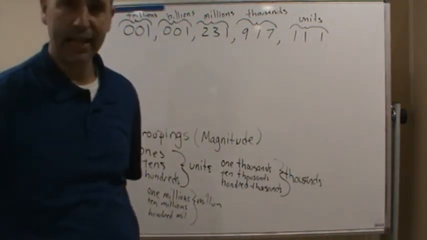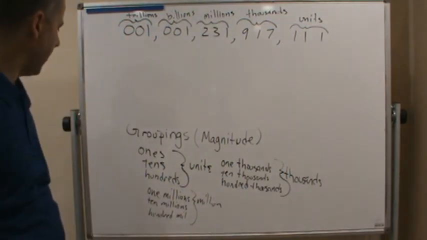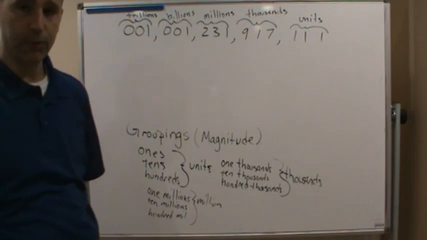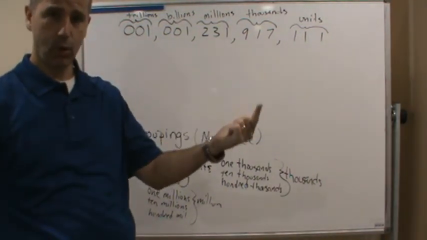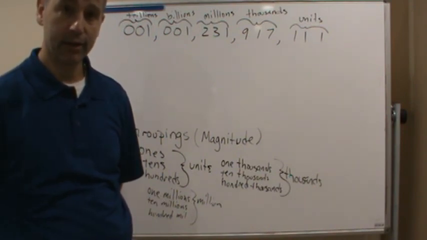Again, I hope that makes sense, and if you have any questions, let me know. But other than that, that's it. That's all I have for you about the different groups: natural numbers, whole numbers, and then how we group them for naming purposes.